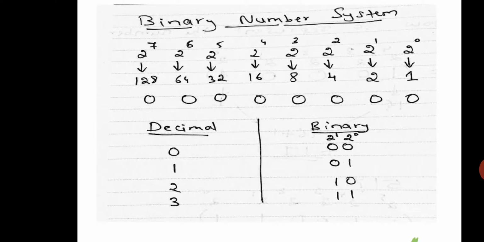What is 2 to the power 3? How are you going to get 8? 2 into 2 into 2. So if you do that, you are going to get the value 8. In the same fashion, if you want to get 2 to the power 7, you have to multiply 2 seven times. 2 into 2 into 2 into, and so on.